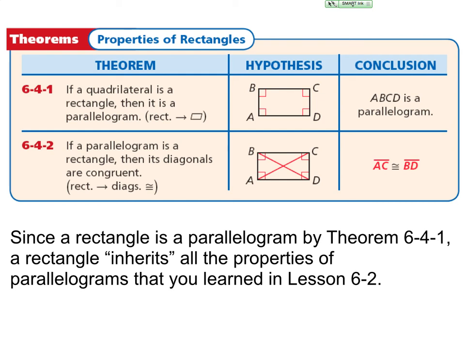On 642, if you have just a parallelogram, I guess it says that is a rectangle. So you have a rectangle, the diagonals are congruent. So anything that's true about a parallelogram applies to a rectangle, because basically a rectangle is a special parallelogram.